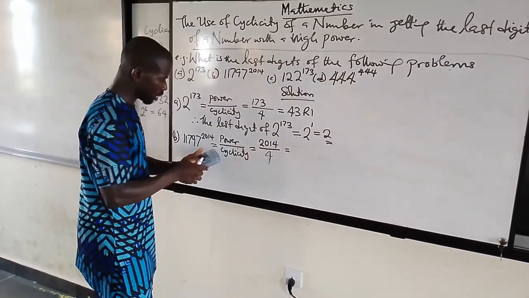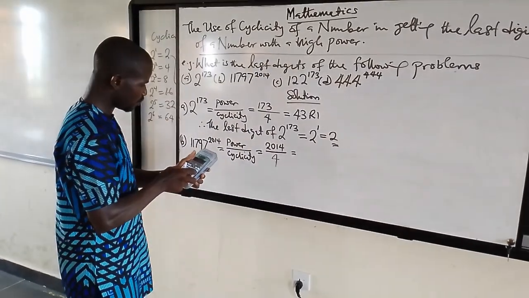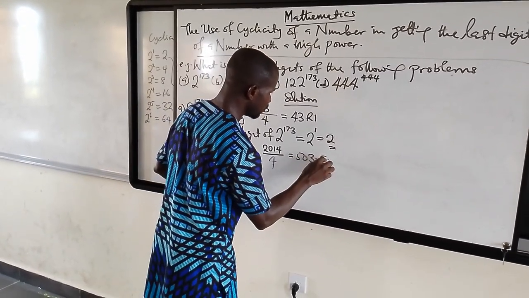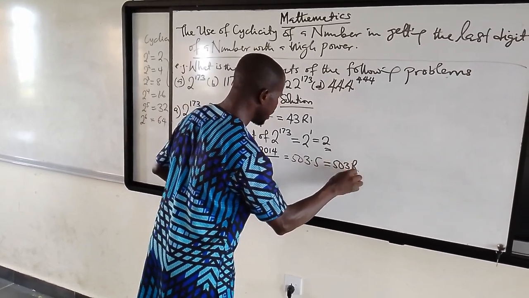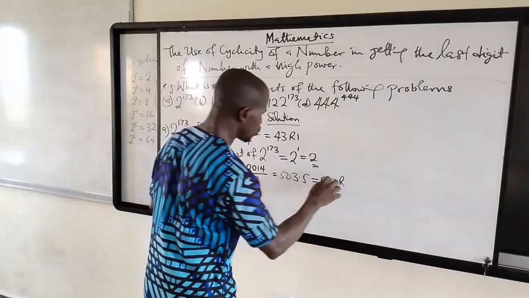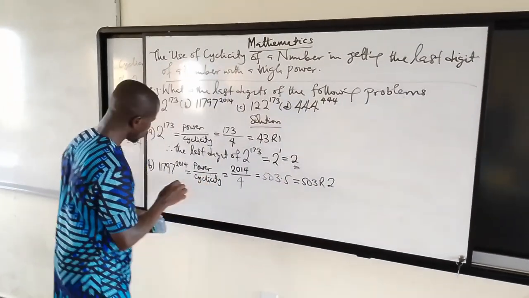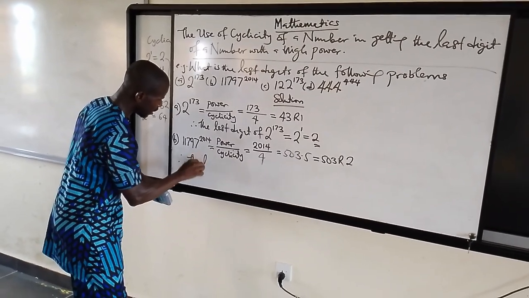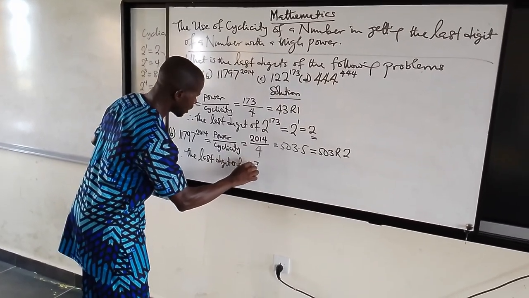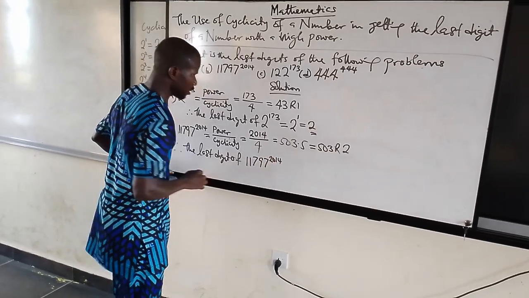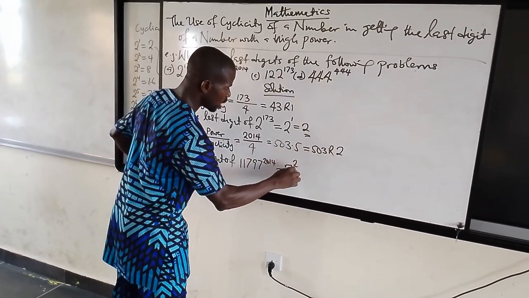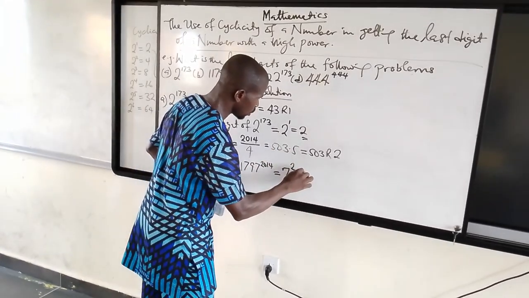So right now, you divide 2014 by 4. When you do that, you get 503.5. That tells you there's a remainder. What is the remainder? You have 503, remainder 2. So therefore, the last digit of 11797 raised to the power of 2014 will be equal to this last digit 7 raised to the power of the remainder 2. And 7 raised to the power of 2 means 7 times 7, which gives us 49.